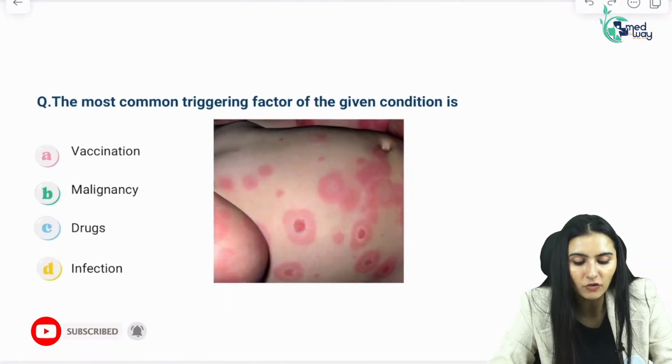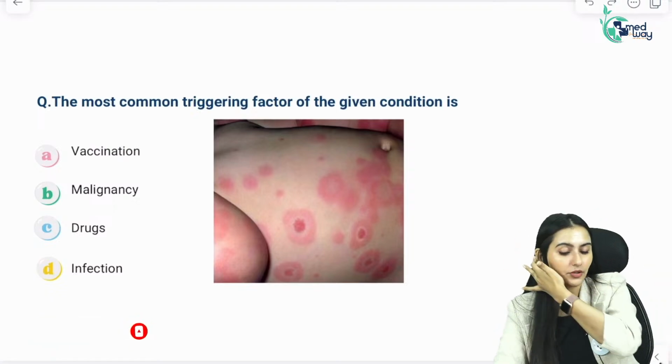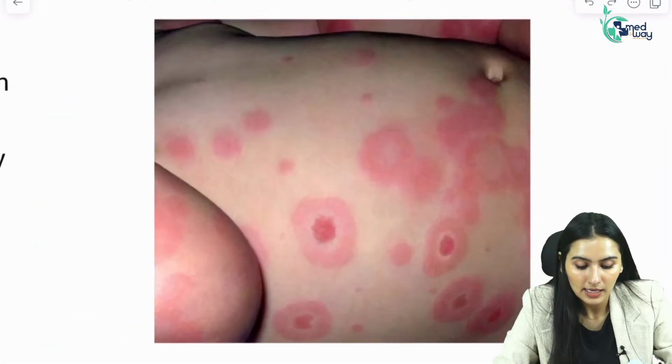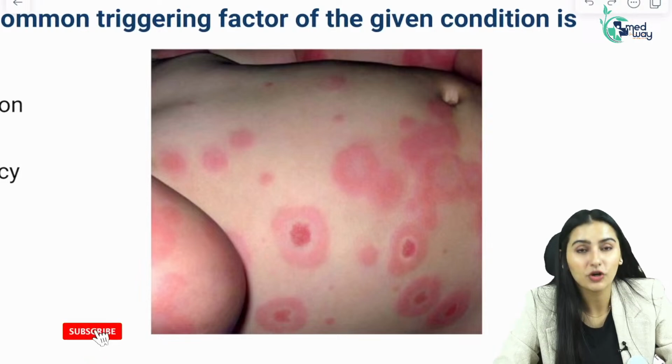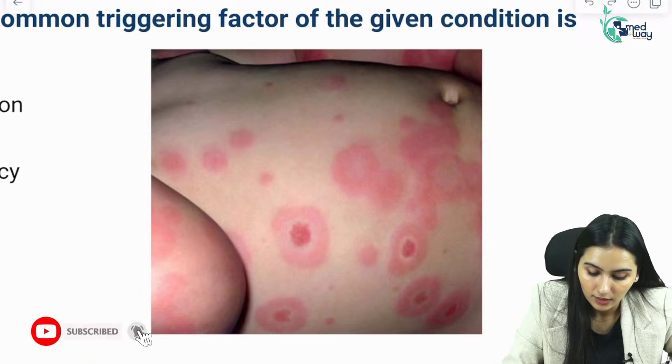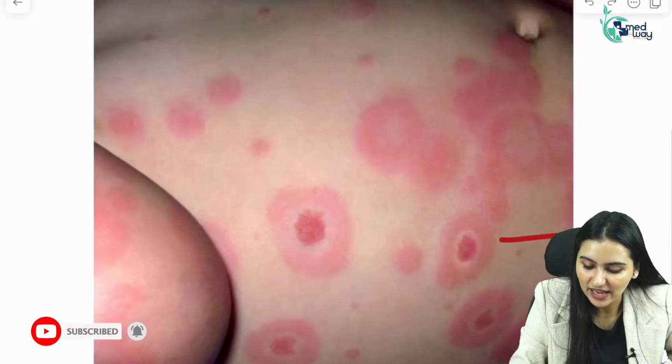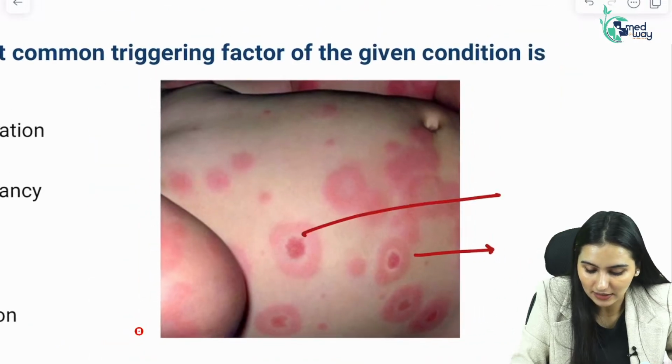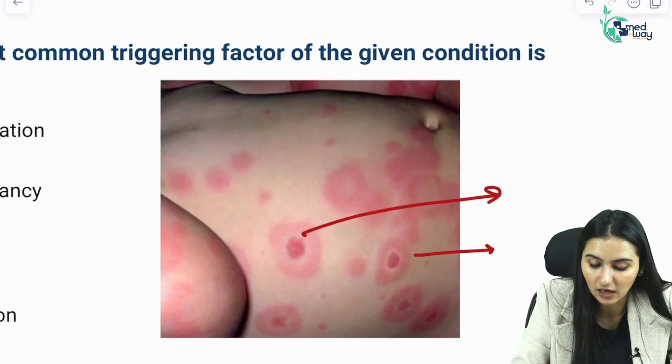Okay, the most common triggering factor of the given condition. Understand, look at the picture. What do you think this is going to be? What is this? This is a very typical lesion. What are these? If someone can answer. These are target lesions.